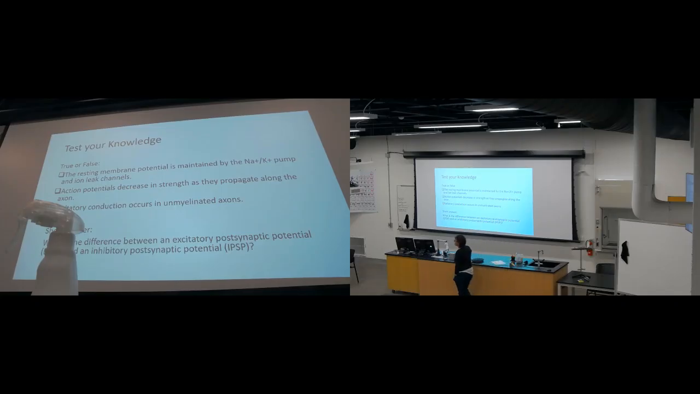Then a third, true or false. Saltatory conduction occurs in unmyelinated axons. And of course, it's saltatory conduction of the action potential. Is that false? That's false. Where does it occur? In myelinated axons, where you have the nodes of Ranvier.